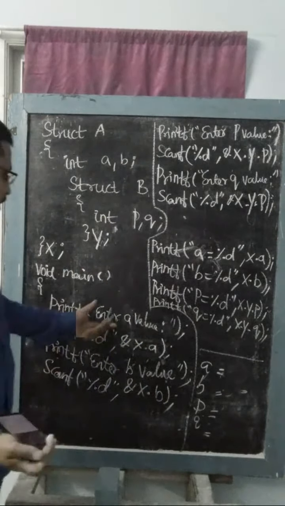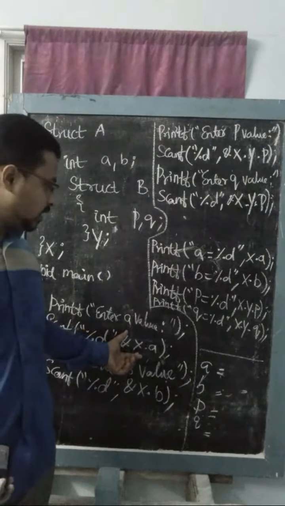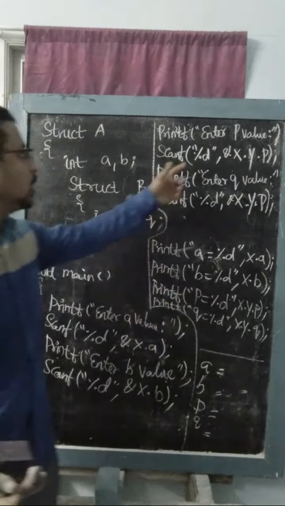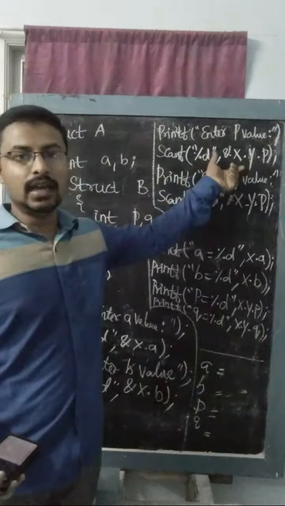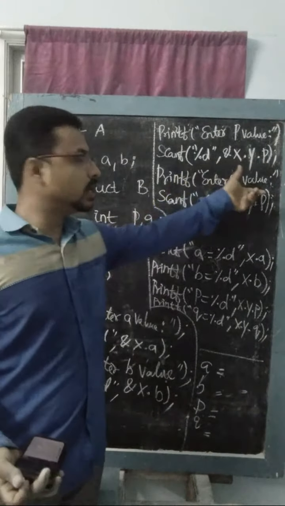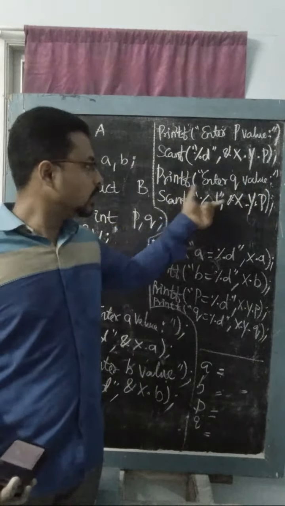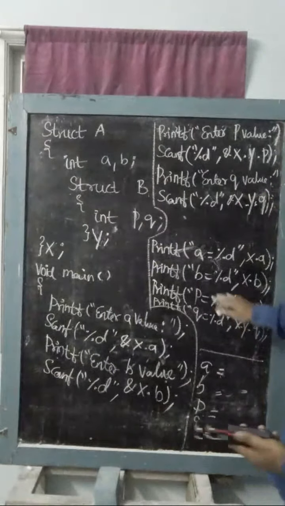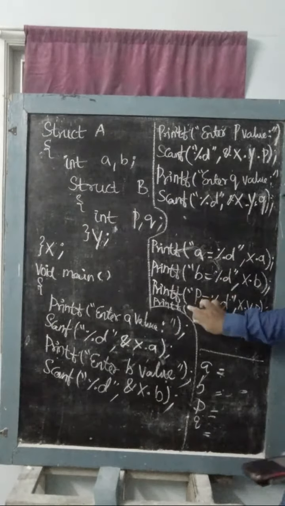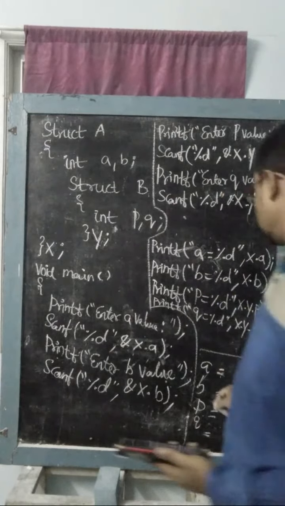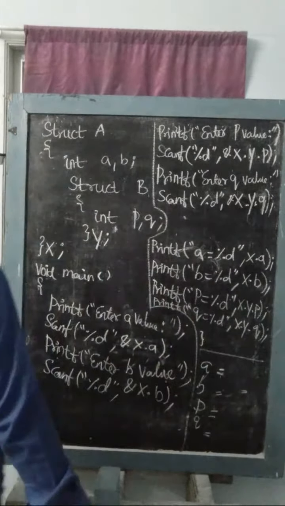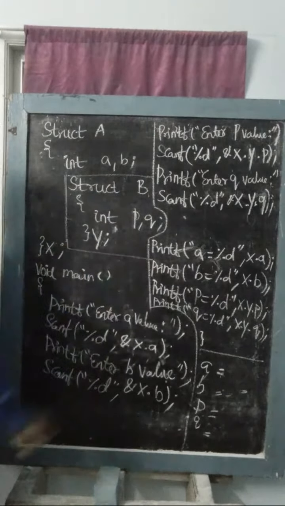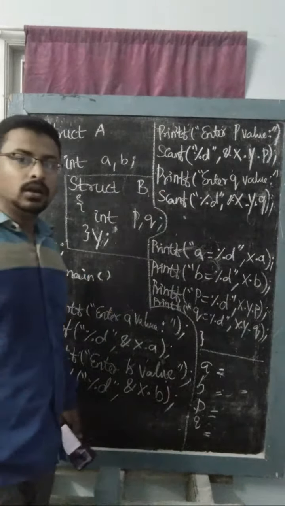Okay. The first thing, enter the A value, we get the value and store into A, and then B value, we are getting the value and storing into B, and we are getting P value and storing into P, and then Q value we are asking, getting and storing into Q. So finally, all the values we printed with the help of printf. So I'm just closing the program. So this is the concept of nesting of structure. You got it? It is the simplest program.